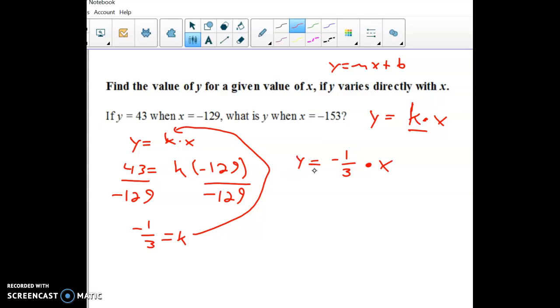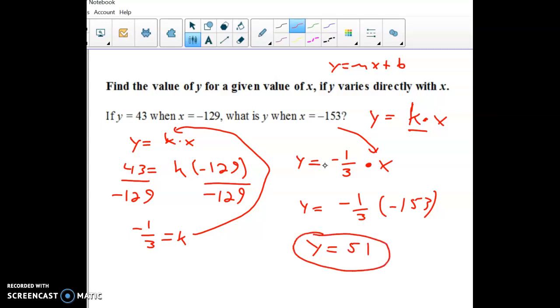But then it asks a follow-up question of what is y when x is -153. So we actually have to find y here, put in -153. Okay, and so we're going to do negative times negative, and I think that comes out to be just +51. So this would be our equation, and the answer to the question they're asking is y equals 51. Hope that makes sense. This is kind of a goofy one, so reach out if it doesn't make sense.